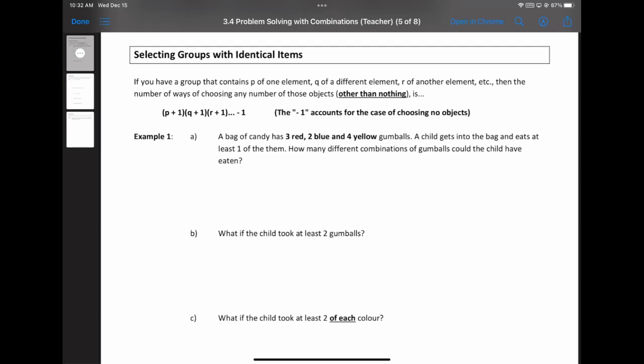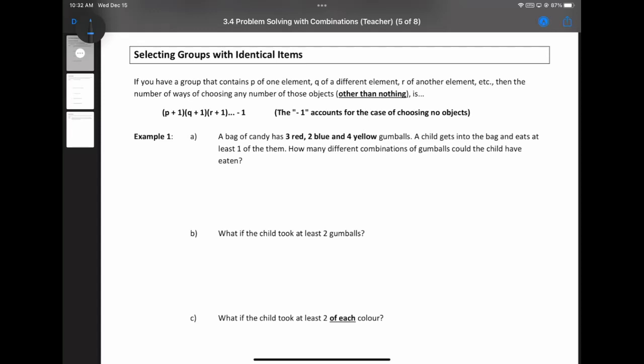So for our logic, the way that we're going to think about this one is to look at each of the colors individually, or each of the things. In this case, it happens to be colored gumballs. So the kid looks at the red gumballs and says, how many different ways could I eat the red gumballs? Well, if there's 3 red gumballs, they could eat none of them, or one of them, or 2 of them, or 3 of them. So there's 4 possible ways.